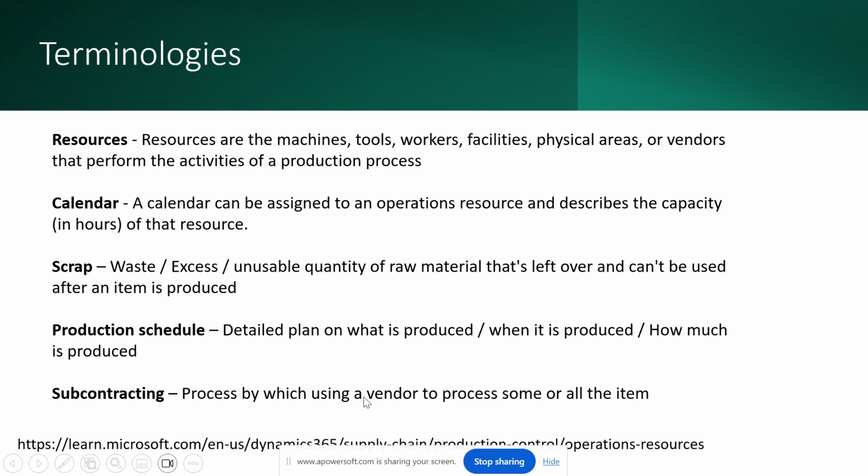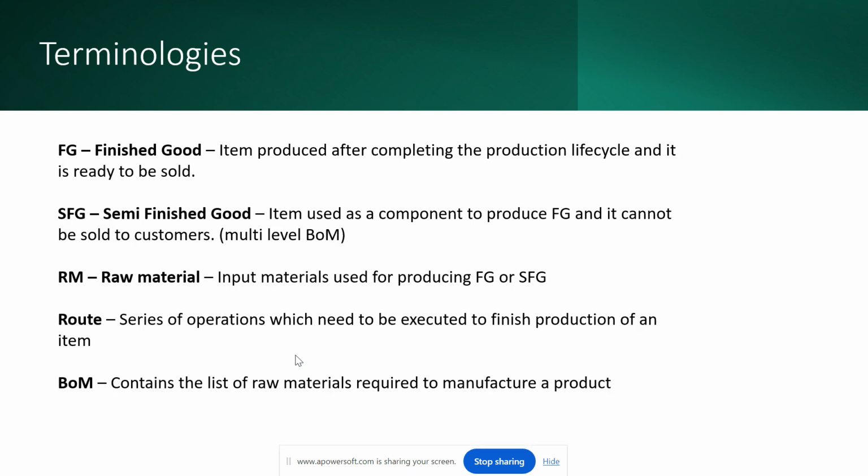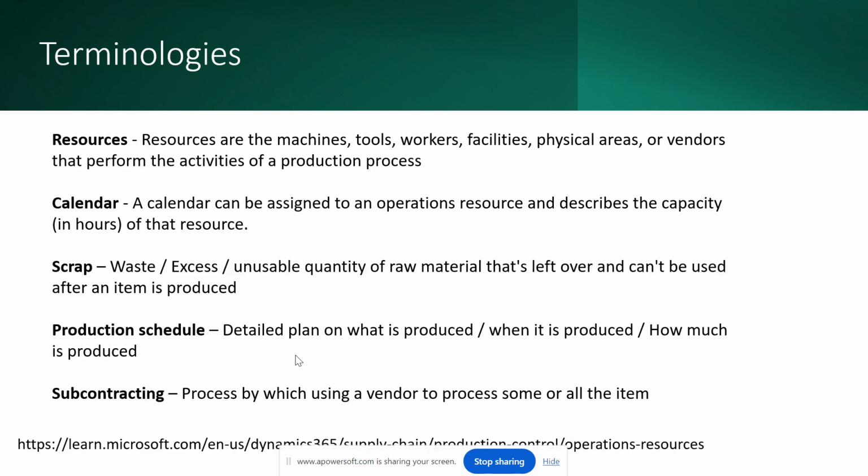So that's what subcontracting actually means. Subcontracting is the process by which you use a vendor to process some or all of the item, so a specific operation can be performed by them. You send the raw materials or the semi-finished goods item to the vendor. They complete a specific operation and then send the material back to you for performing the subsequent operations. So these are some of the key terminologies. You can also check out the link which I will share in the description if you want to get more understanding about these terminologies as you progress in the series, right?